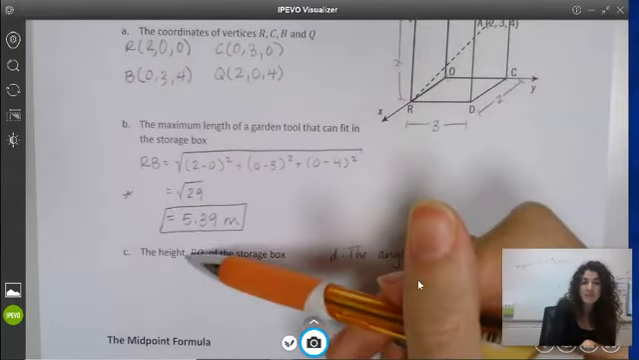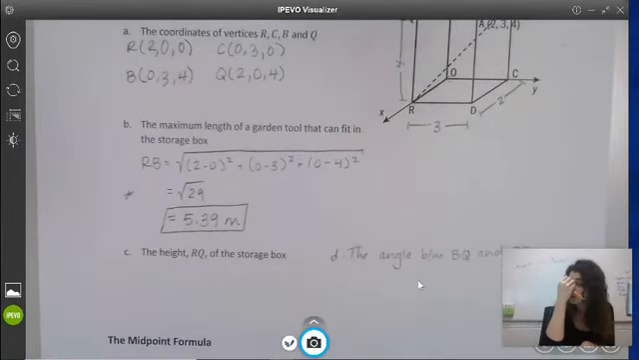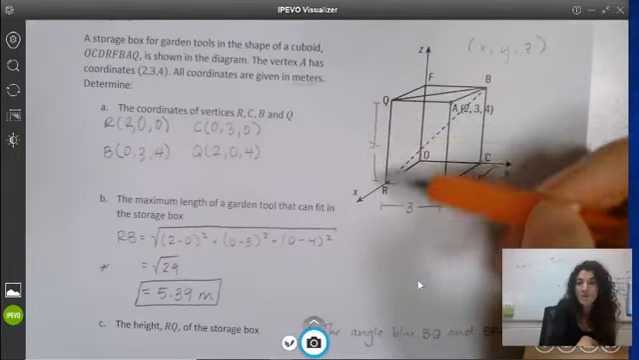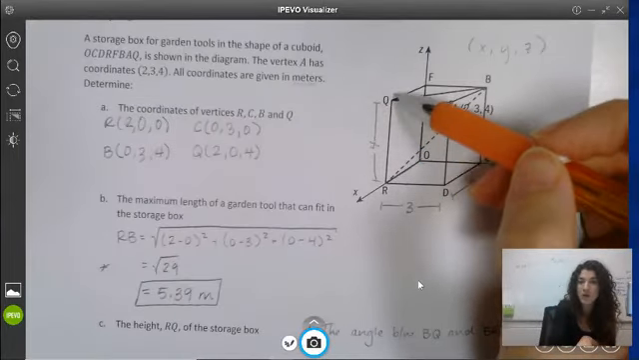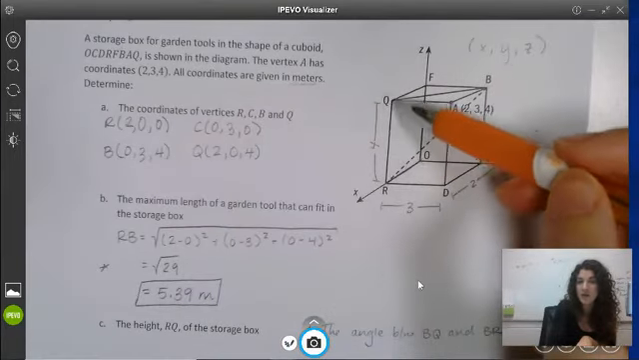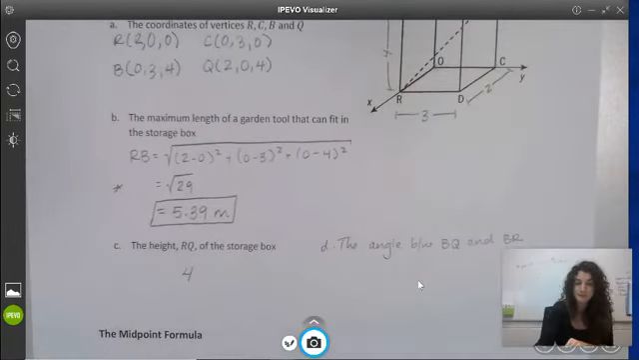Okay. Problem C is pretty straightforward, but it's a hint for problem D of what you're supposed to use. So it says find the height RQ of the storage box, and we've already found the height. In order to know what that coordinate of Q is, we would have had to know that going up to Q was a distance of 4. So we do know that RQ is 4.